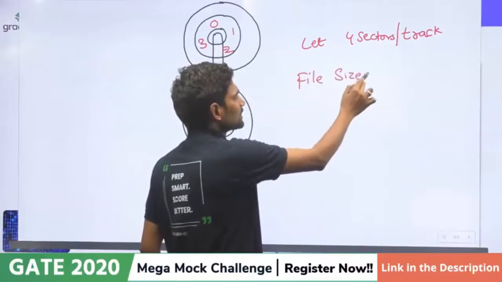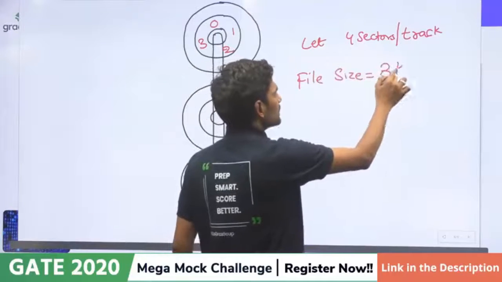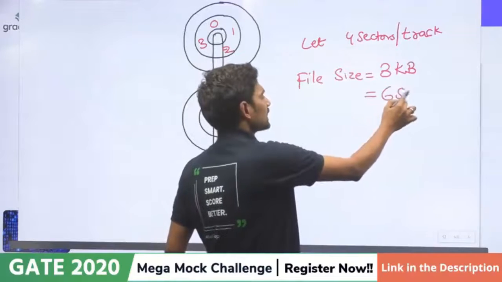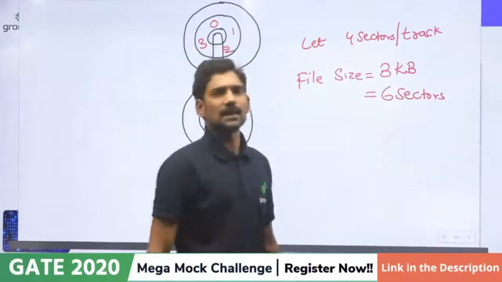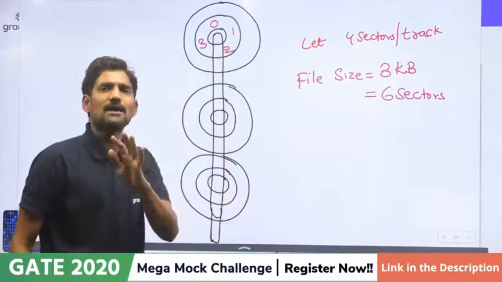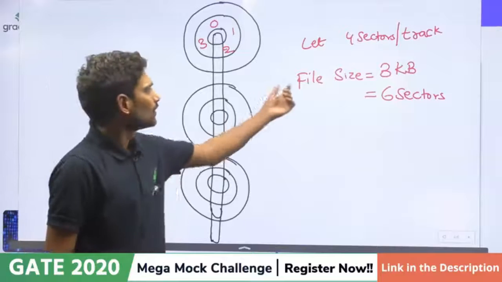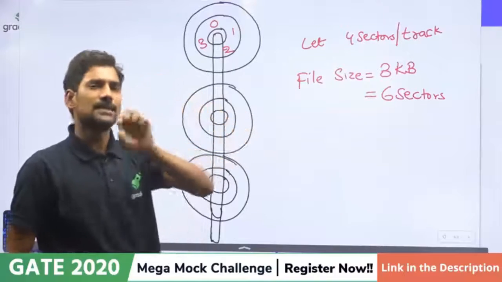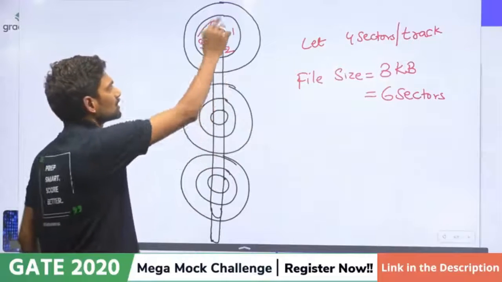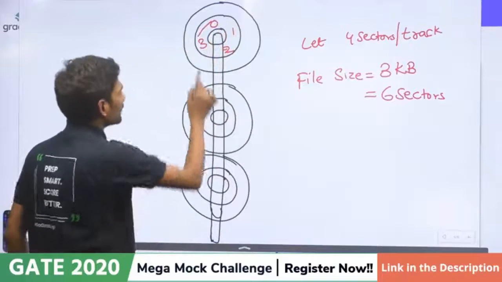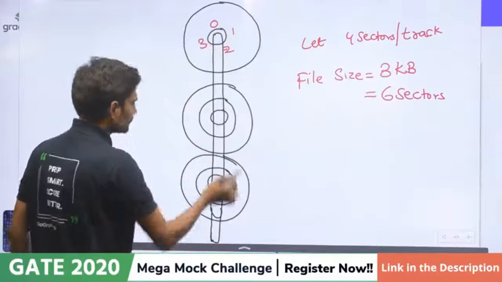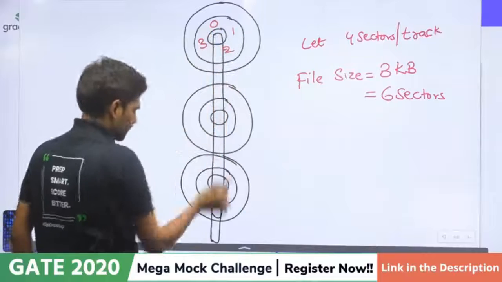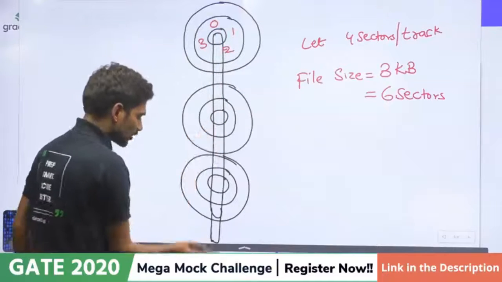That file size is, let us suppose, 3 kilobytes. 3 kilobytes means 6 sectors, isn't it? Because one sector size is 512 bytes, or half kilobyte. So for the file, how many sectors are required? 6 sectors. So in those 6, 4 sectors got occupied here.